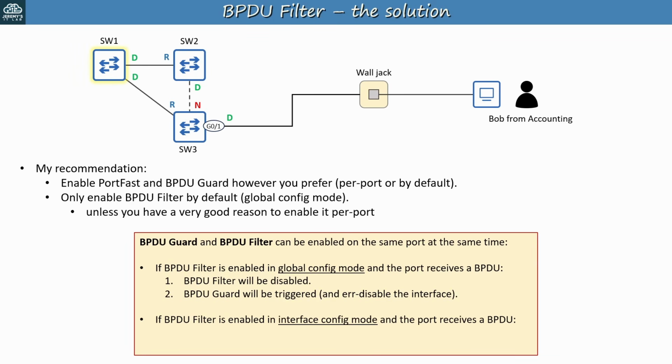But what about if BPDU Filter is enabled in interface config mode, enabled per port, and the port receives a BPDU? In that case, the BPDU will be ignored, and BPDU Guard will not be triggered. Basically, BPDU Guard doesn't have any effect in this case. So once again, I think it's better to activate BPDU Filter in global config mode, rather than interface config mode. Okay, here's a one-slide summary of this video.